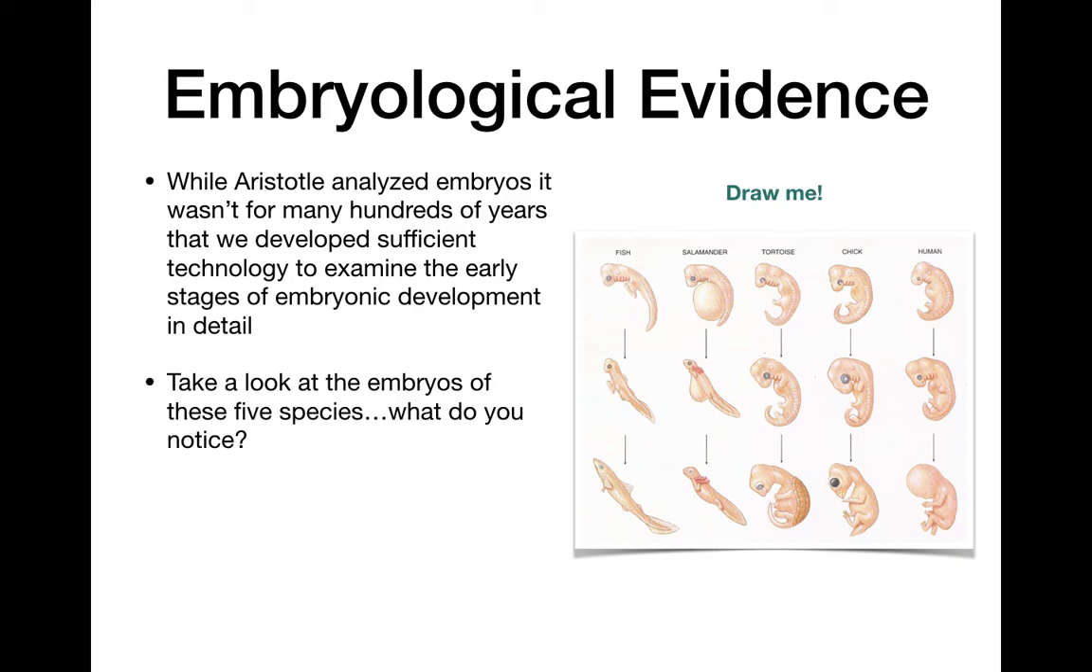So take a look at these 5 different embryos. We have here a fish, a salamander, a tortoise, a chick, and a human. This is all the same stage of development here, and then here, and then here. So take a minute, take a look at them, and what do you notice? Pause the video. What do you see?